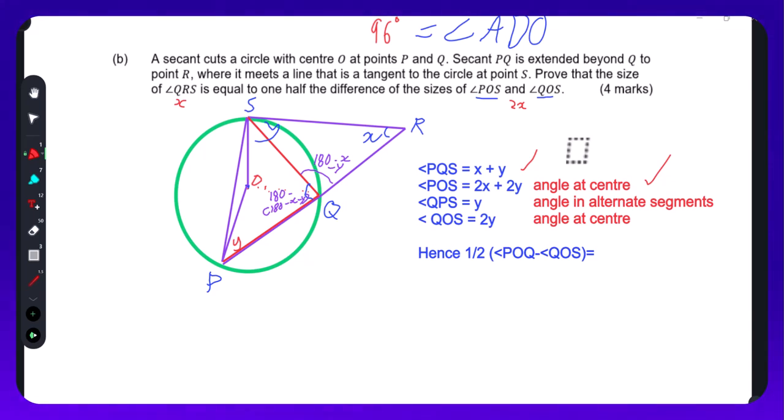Hence, when you've got all this, half of the angle POS take angle QOS will end up getting you your answer. In full, that's going to be half of 2X plus 2Y take 2Y. Of course, plus 2Y and minus 2Y cancel out, so it's just going to be half of 2X equals X, which is what we had dubbed QRS to be. So that's how you would end up doing that question.